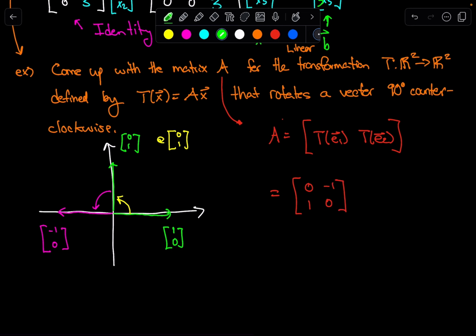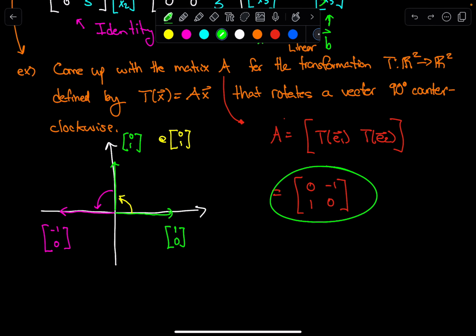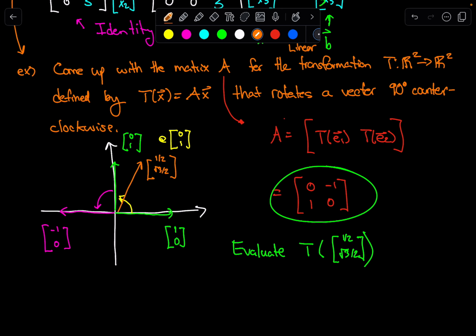And sure enough, maybe we can convince ourselves that it worked. Now that we have our answer, let's just evaluate T of, let's come up with a vector like (1/2, √3/2). Okay, so that vector lives up here. It's at pi over 3 radians. So this is (1/2, √3/2). And we want to know where it would end up if we rotated it by 90 degrees.